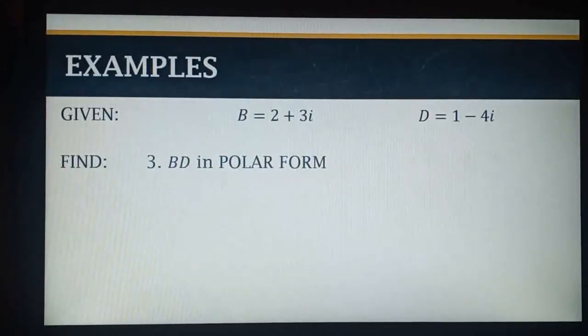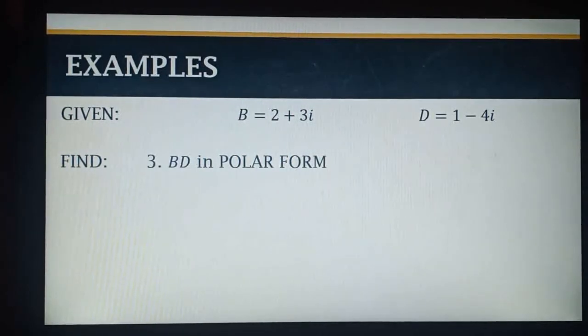Example number 3 is B multiplied to D, which is in polar form. So pwede nating i-convert yung B saka yung D into polar form, or pwede natin siyang i-multiply agad, then the answer must be converted in polar form. So that is 2 ways.